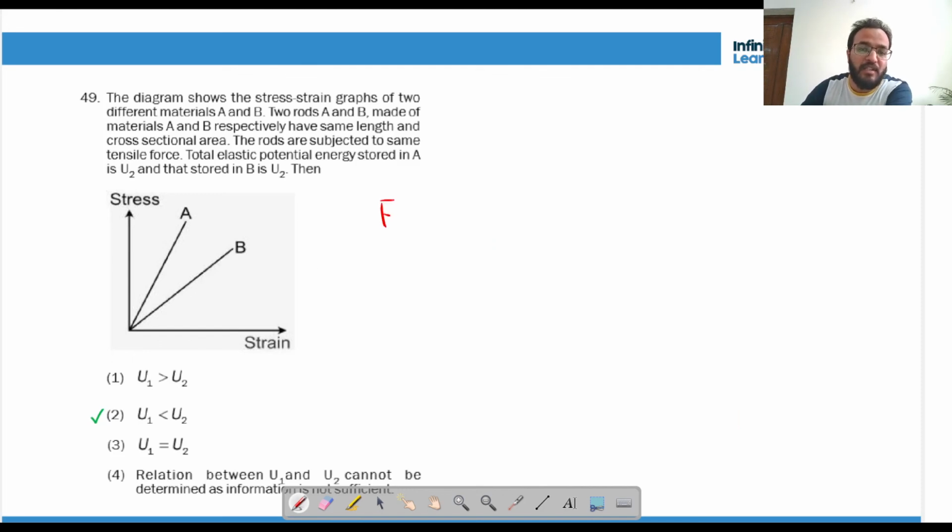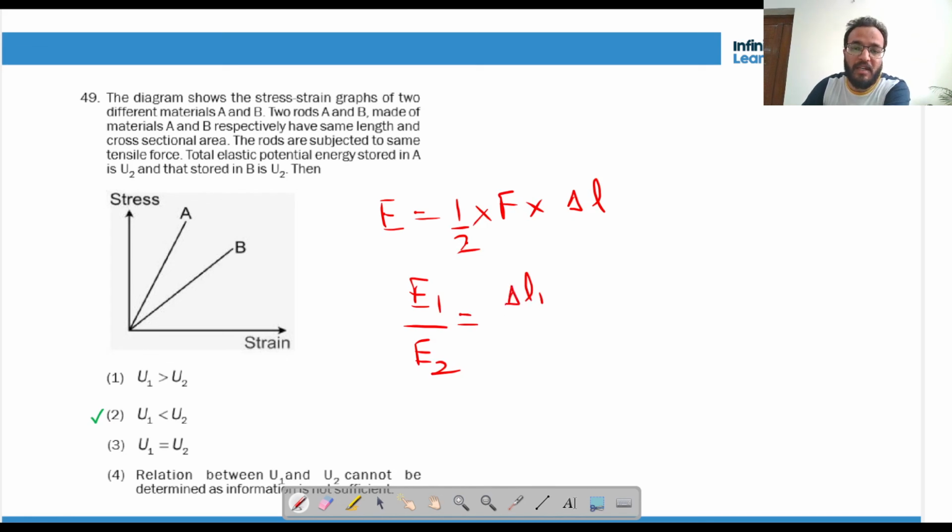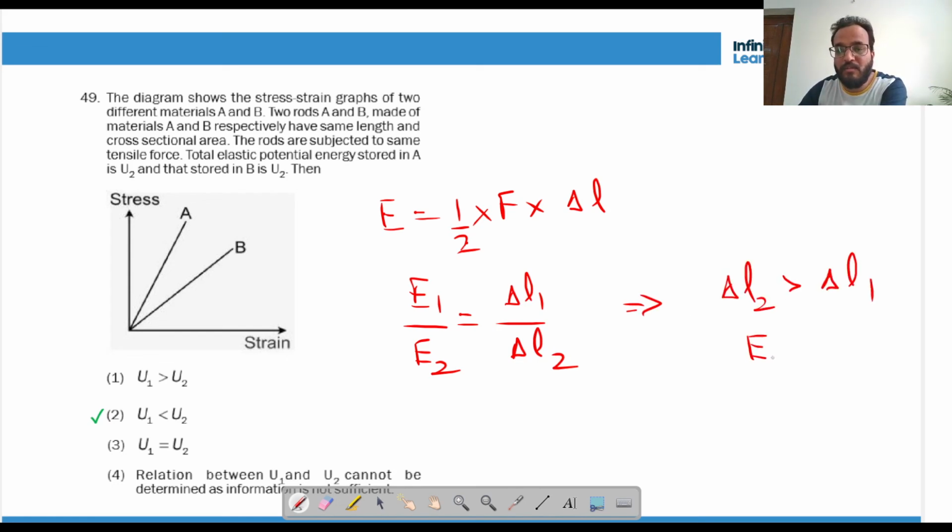49. See, energy is half into force, half into load into elongation. Now if you compare E1 by E2, it will be delta L1 by delta L2 because forces are the same. So technically delta L2 is greater than delta L1. So E2 is greater than E1. So which option is correct? Second option is correct.